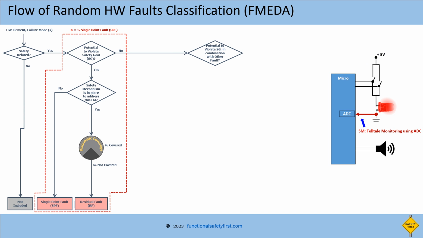Next, there could be a chance that a single independent fault might not violate the safety goal, but it can still violate the safety goal when it combines with another fault. That can occur in two ways.